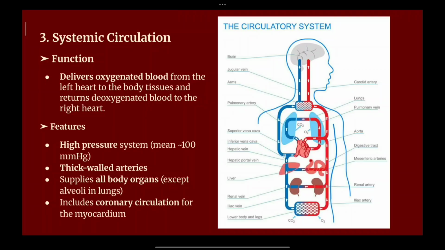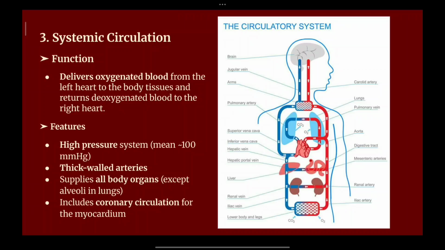Since it is a systemic circulation, all the oxygenated blood is going to be supplied to all body organs except to the alveoli in the lungs, because it is not required for oxygenated blood to be supplied there, as diffusion is already happening because of the pulmonary circulation. So there is an exception where the systemic circulation does not reach the alveoli of the lungs.